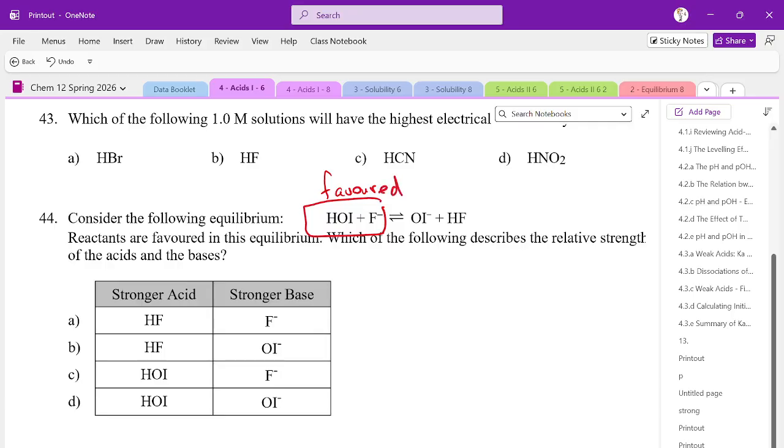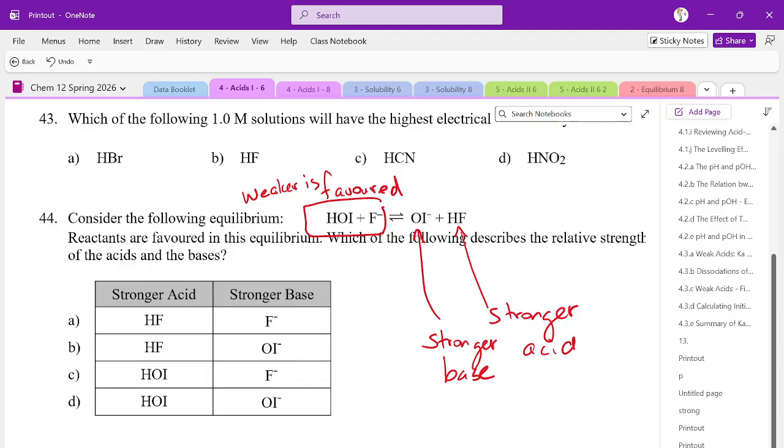And which side is favored, the stronger side or the weaker side? The weaker side is favored. And that means that this is your stronger acid, and this one is your stronger base. The two stronger things are always on the same side. The two weaker things are always on the same side. So we would have HF and OI minus, there we are.